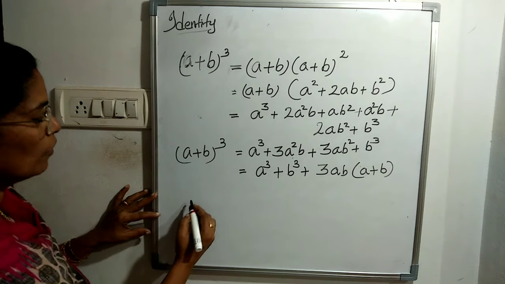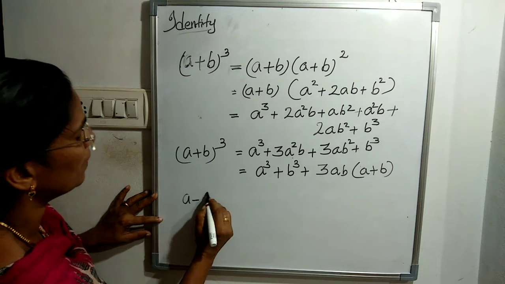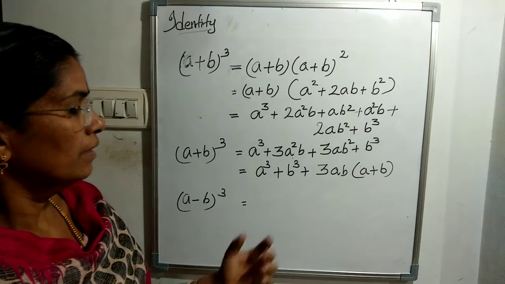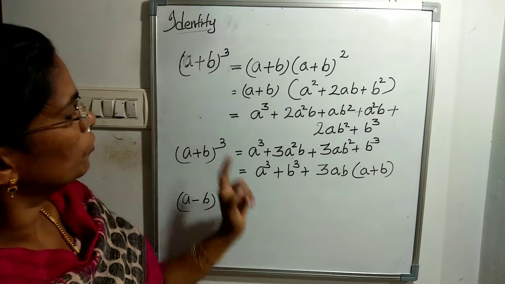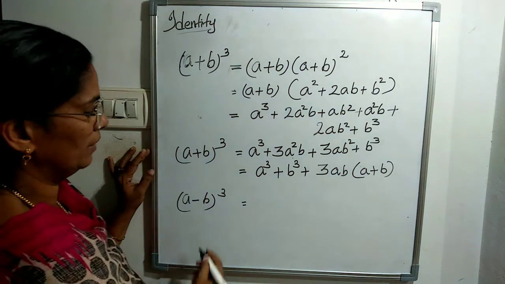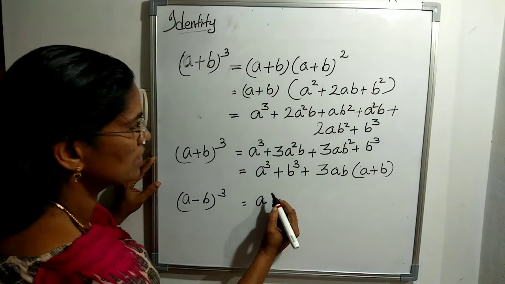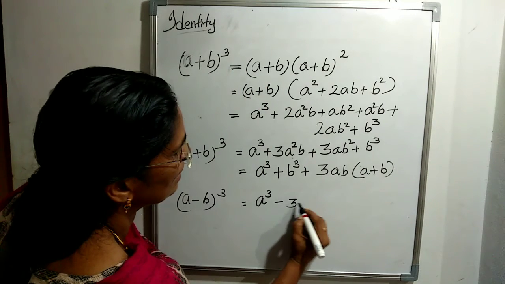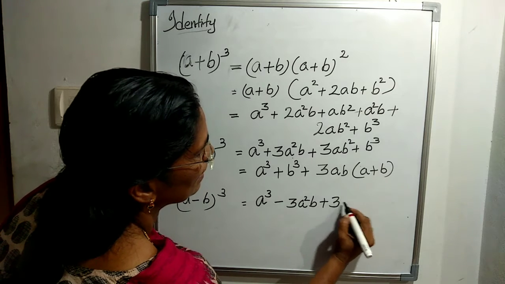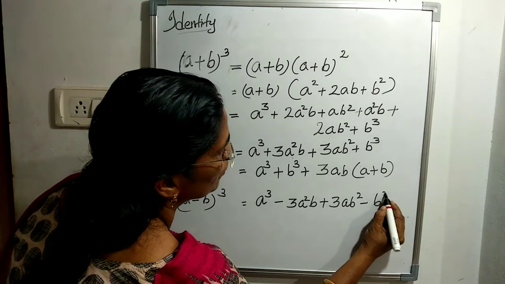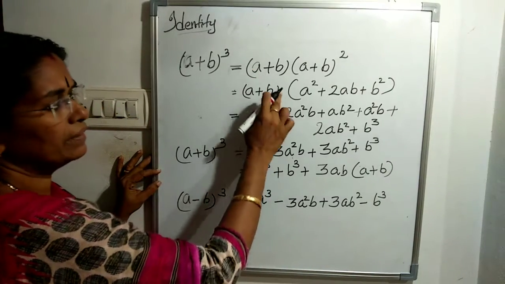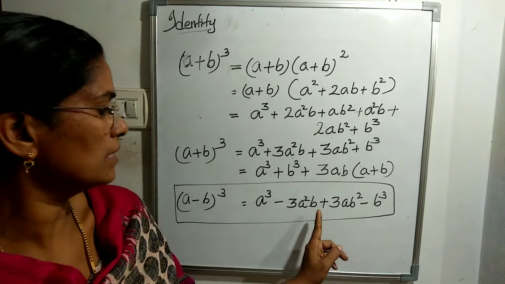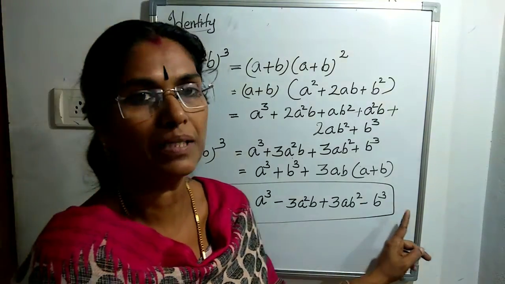And one more identity is there: (a - b) whole cube. Can you say what will be its expansion? In (a + b) whole cube all the terms are positive. In (a - b) whole cube you just do like this. You will get the answer as a cube minus 3a square b plus 3ab square minus b cube. You can check by multiplying like this. So (a - b) whole cube is equal to a cube minus 3a square b plus 3ab square minus b cube.